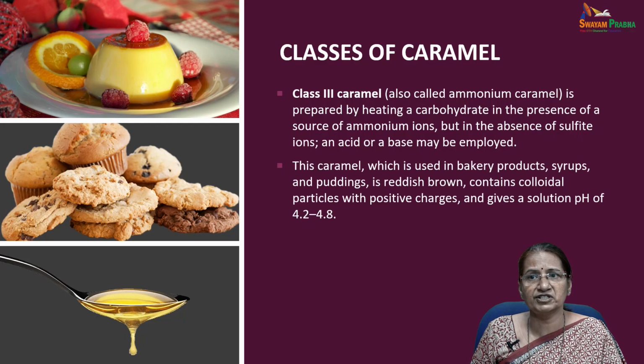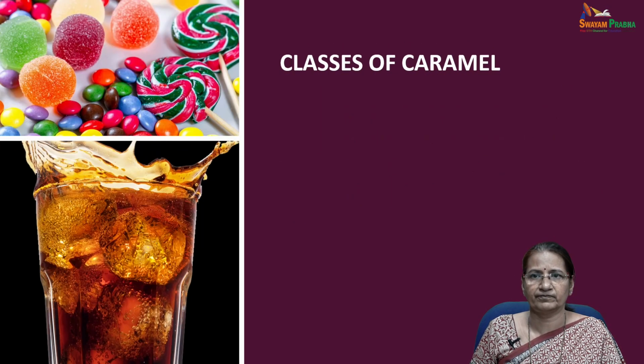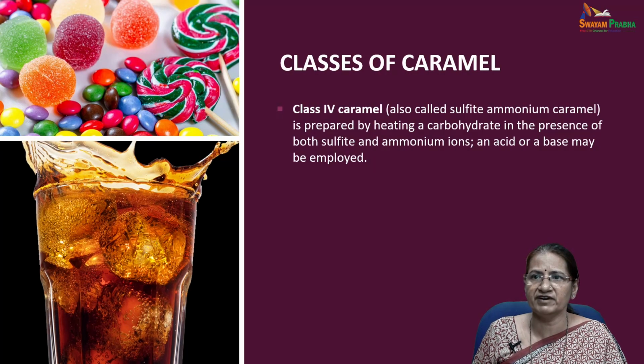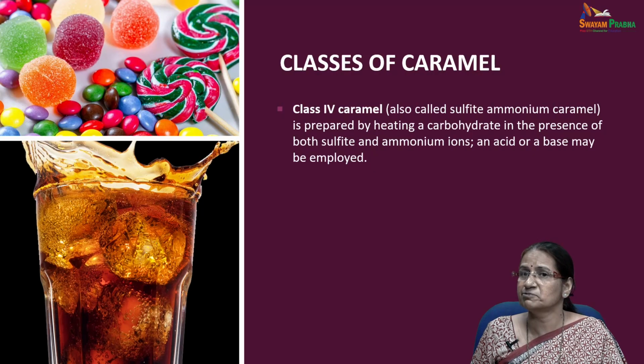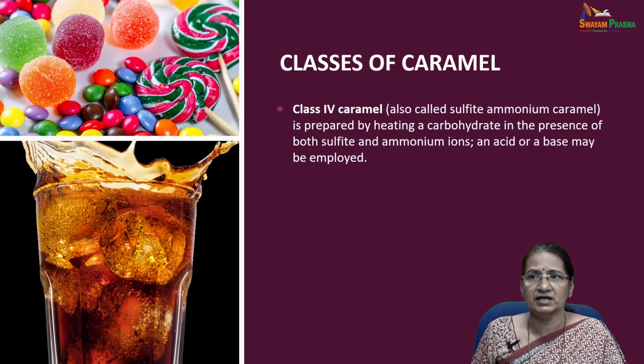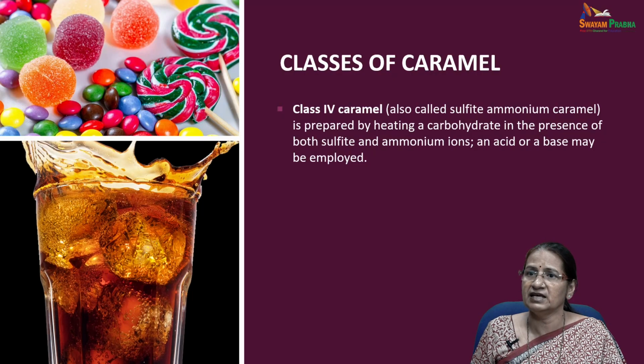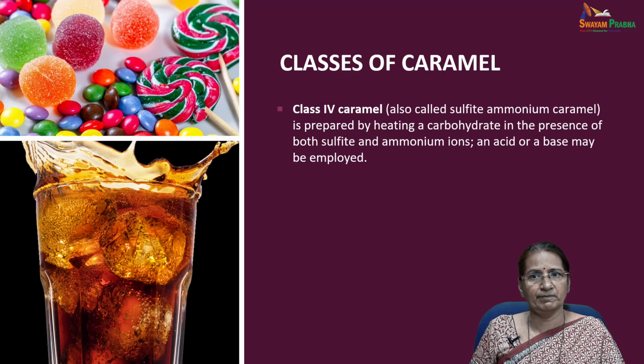This caramel, which is used in bakery products, syrups and puddings, is reddish brown, contains colloidal particles with positive charges and gives a solution pH of 4.2 to 4.8. Class 4 caramel, also called sulfite ammonium caramel, is prepared by heating a carbohydrate in the presence of both sulfite and ammonium ions. An acid or a base may be employed.